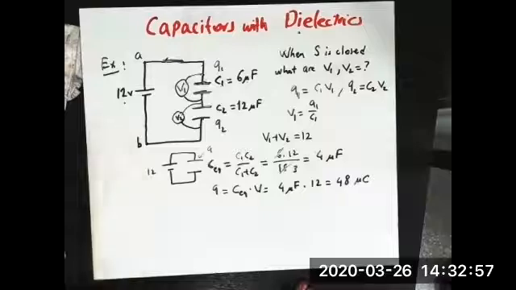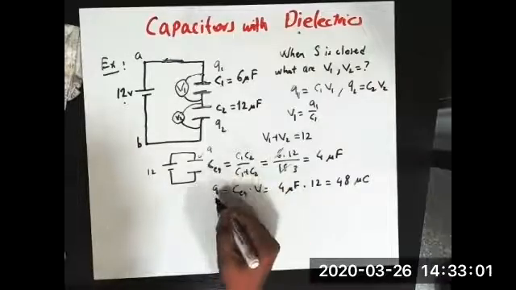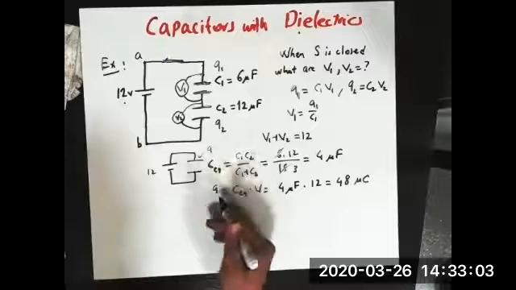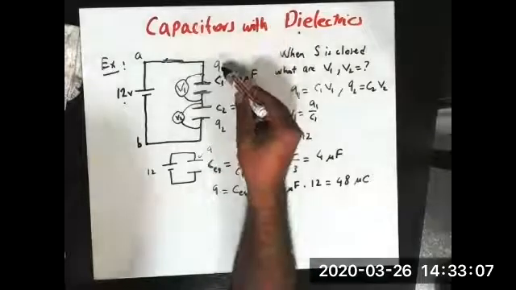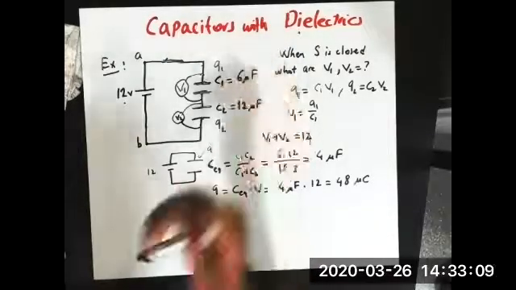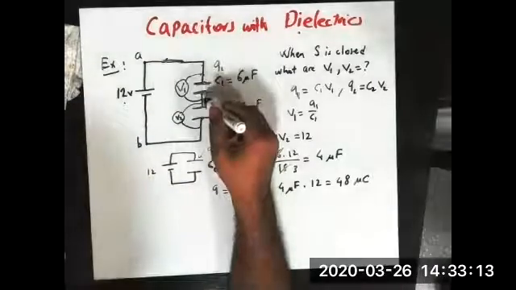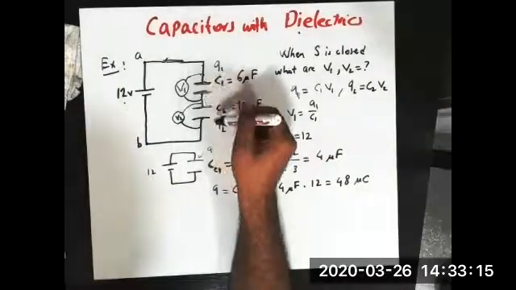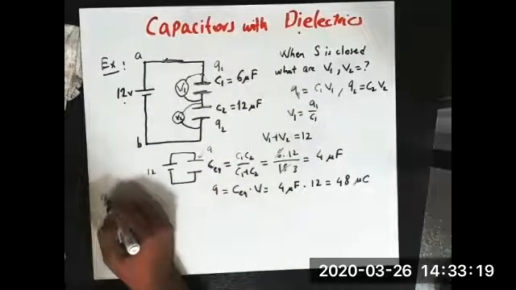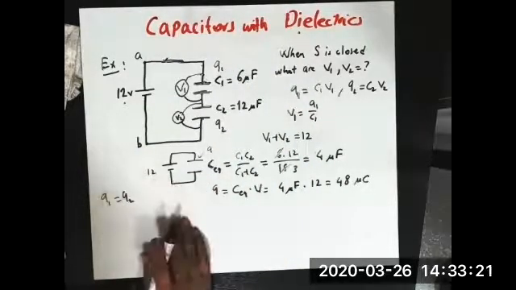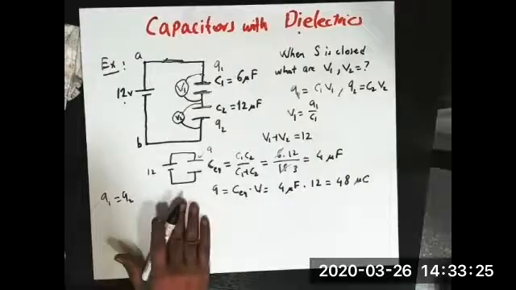But the thing is, it seems that we found the charge of an equivalent capacitor, not the individual charges Q1 and Q2. And these capacitors are connected not in parallel but serially to each other. We claim that Q1 and Q2 are going to be the same. And this is true for all serial connections.